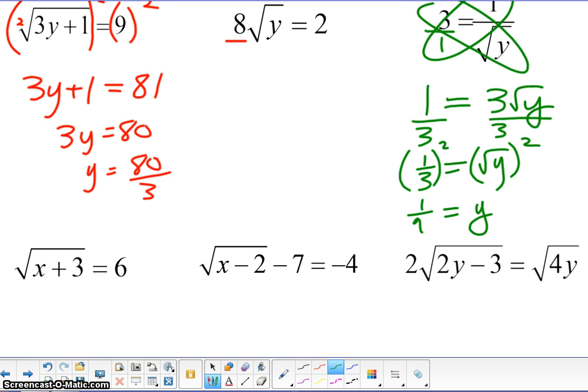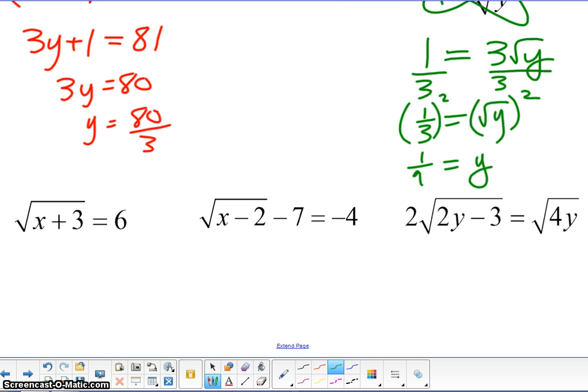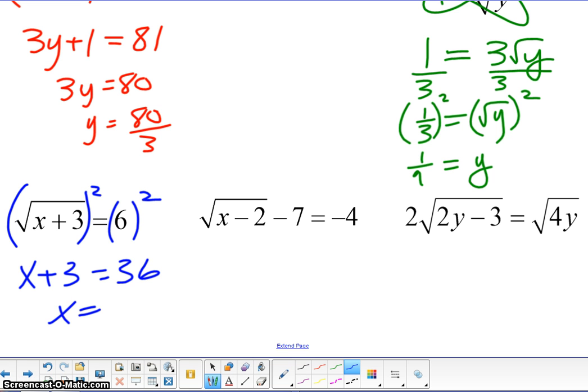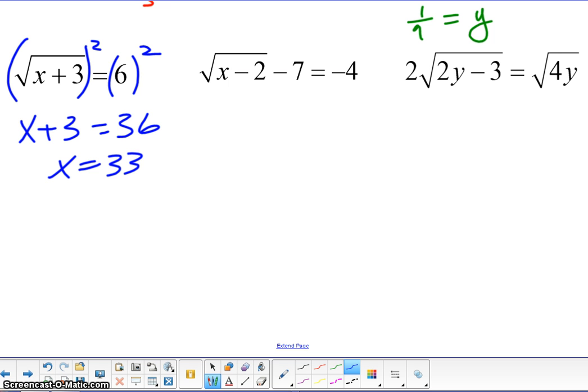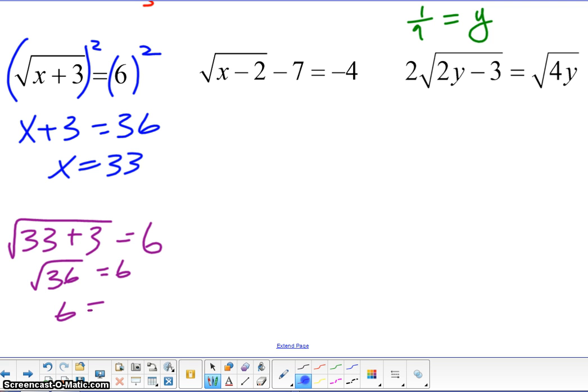Okay, let's go on to the next one. The radical is already isolated, so I'm going to go right to squaring both sides to get x plus 3 on one side and 36 on the other for an answer of 33. And let's pause and check our work. So let me get a different color to do so. 33 is supposed to go in for x. The square root of that is supposed to equal 6. And it looks like we are good to go on that.